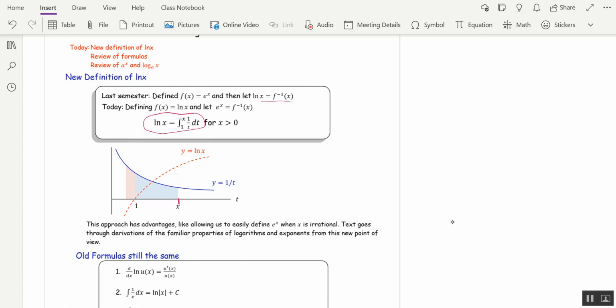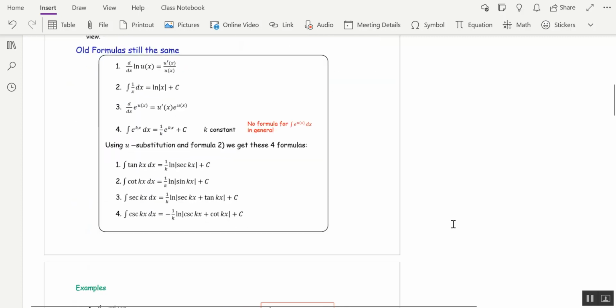Now, geometrically, if x is bigger than 1, then ln of x will be the area underneath this curve 1 over t between 1 and x. And I have that area function graphed in dotted red. That's ln x. And if x is less than 1, but of course greater than 0, like a half, then ln x will be the negative of the area of that red shaded region, because when you integrate from 1 to 1/2, you're integrating backwards. All right, so let's just jump right in and do some calculations.